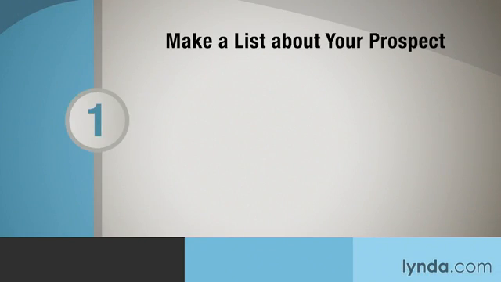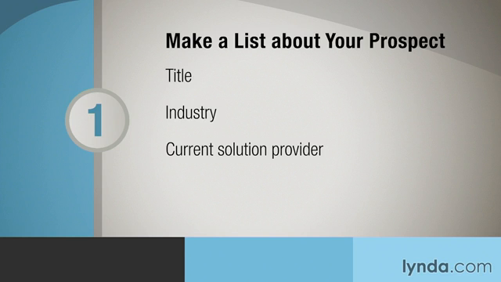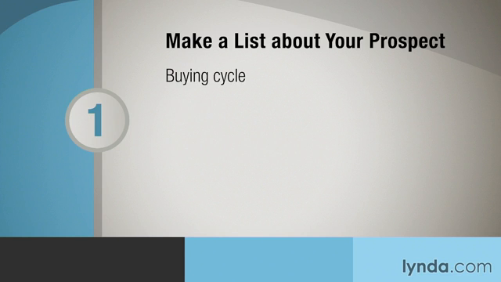As you build your pre-sales activity stage, it's important to be thinking about what knowledge and skills you need that will support your actual sales call and give you the highest likelihood of success. Make a list of things that you need to know about your prospect. Details like title, industry, current solution provider, maybe buying cycle, how did they engage with you, or did you cold call them, or maybe they contacted you in some other way.